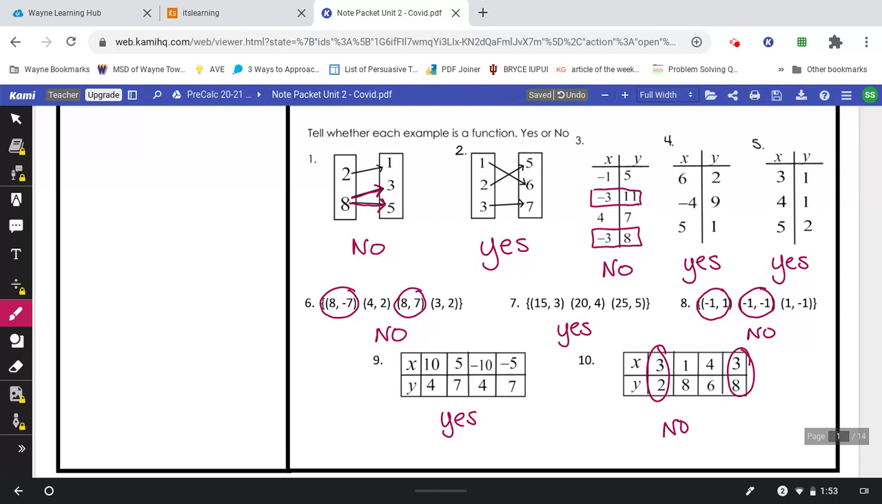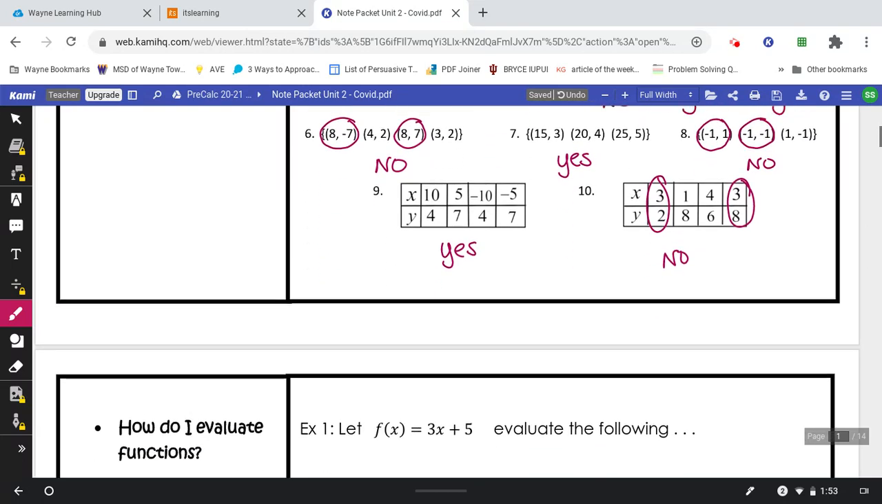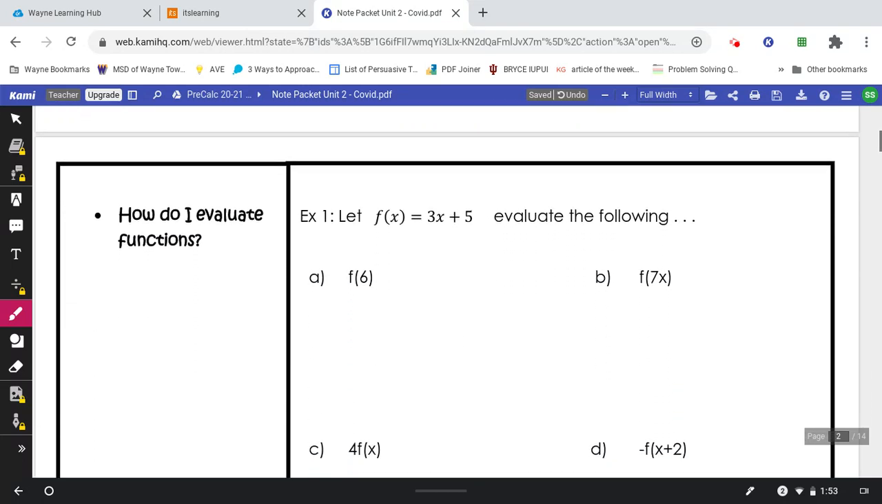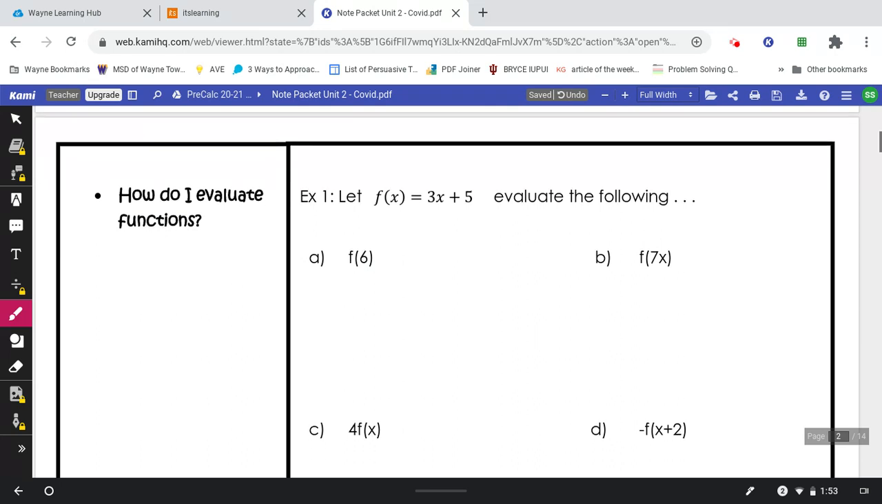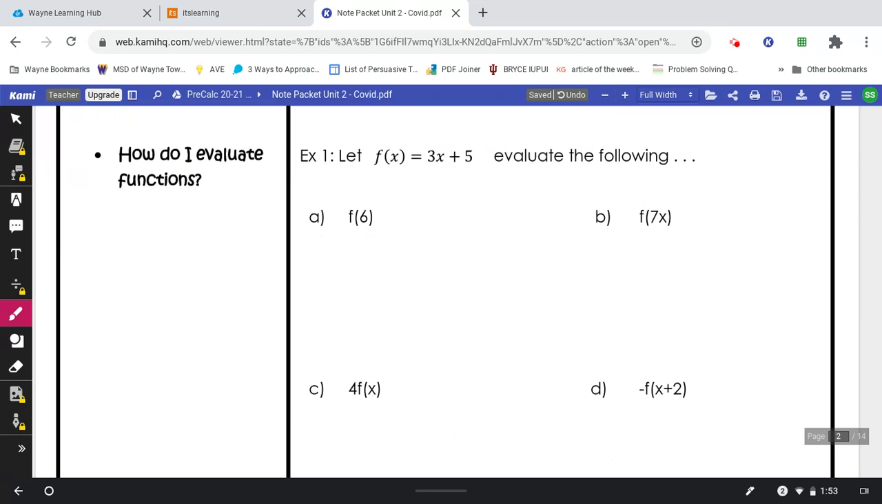All right, nice job on that. So once we've talked about functions, then we're actually going to work with them. And most of the math that we do in PreCalc is dealing with functions. So how do I evaluate functions? You're going to be given a function, which is just another word for an equation.